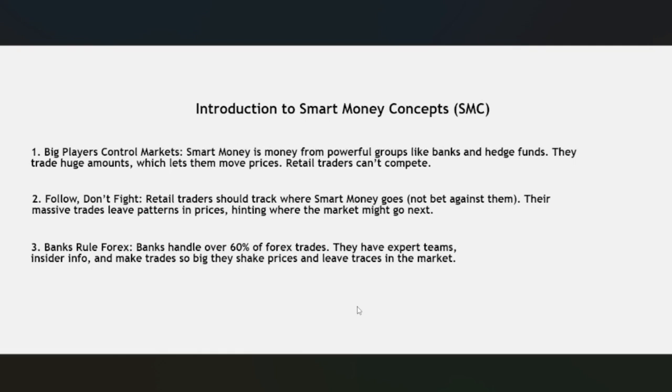These massive trades leave patterns in prices, hinting where the market might go next. And imagine, banks handle over 60% of these trades. They have expert teams, insider info, and make trades so big that they leave traces in the market. How to find these traces, I will explain in the next video.